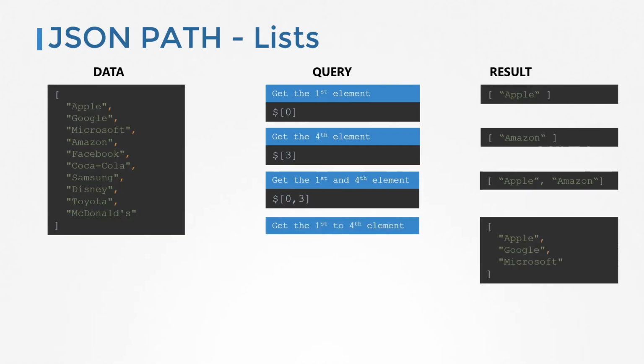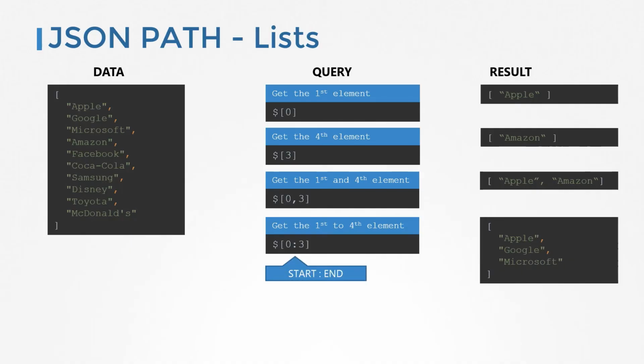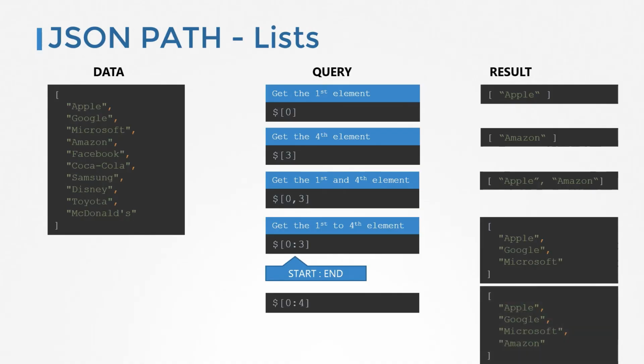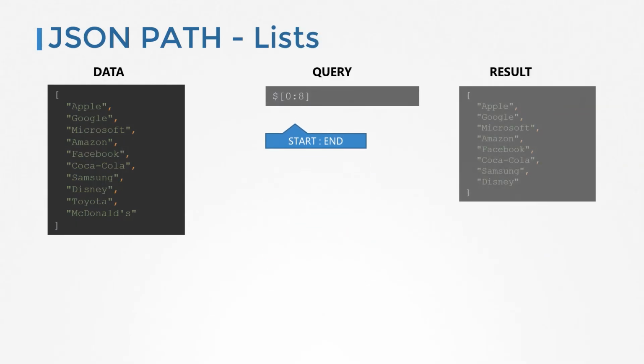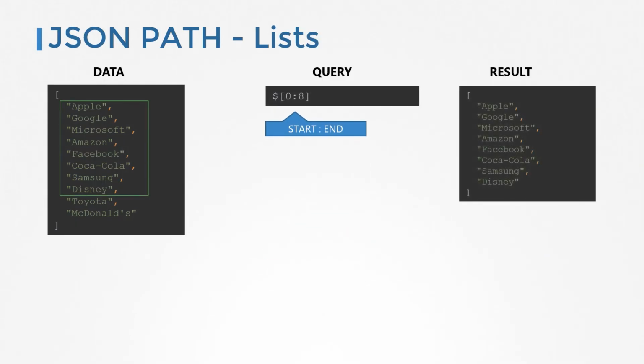Let us look through some additional options. What if you want to get all names from the first to the fourth element? For that, you can use the colon. To say 0 to 3, you will use the query [0:3]. But note that when you say first to the fourth element, it does not include the fourth element itself. It means from the first up to the fourth, not including the fourth element. If you want to include the fourth element as well, you should say 0 to 4. We now have a query that gets the first 8 elements from the list.